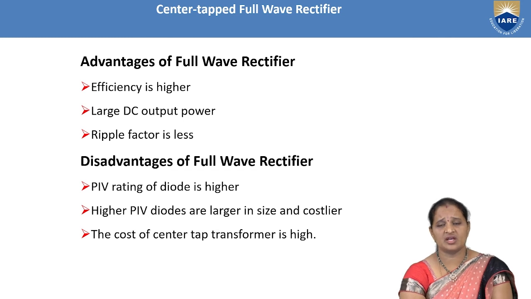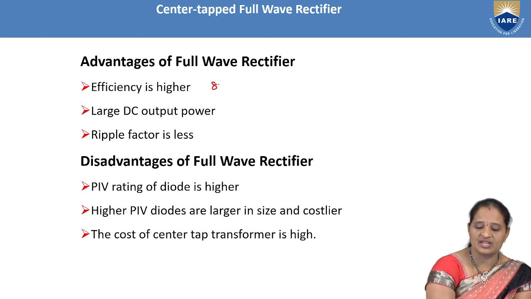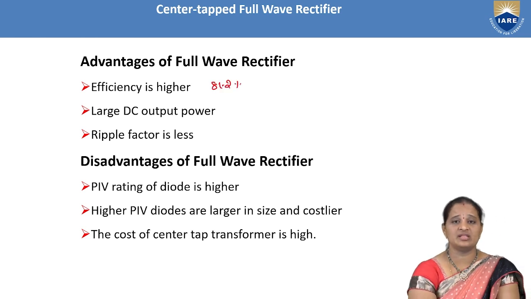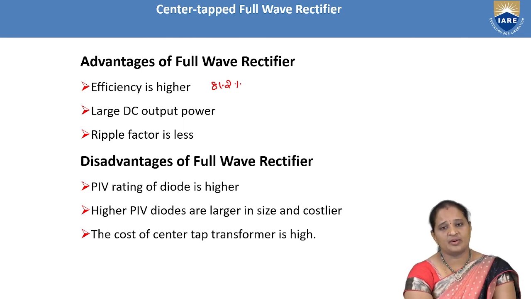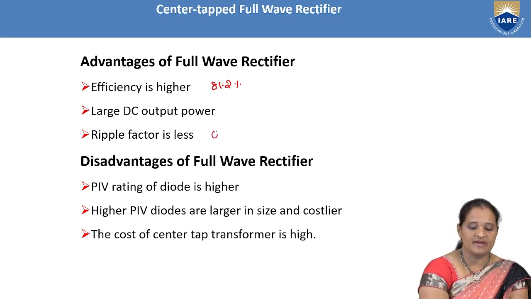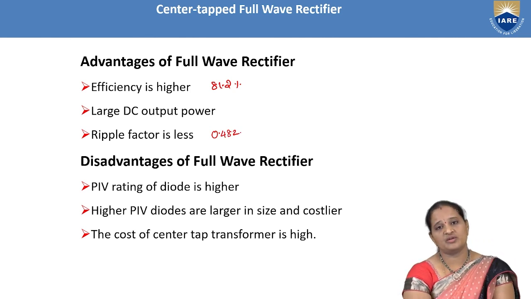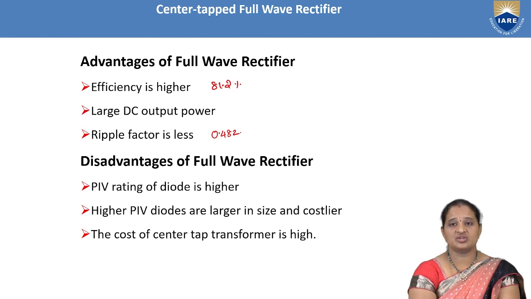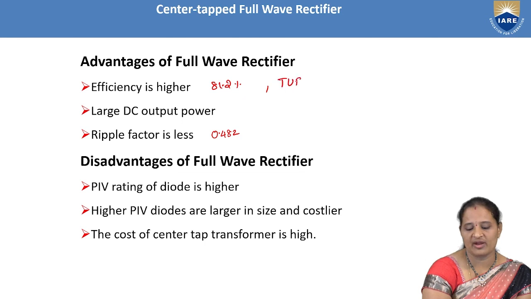As we have observed the mathematical analysis and operation of the center tap rectifier, we can list the advantages. Efficiency is higher, which is equal to 81.2%, just double the efficiency of the half wave rectifier. There is large DC output power, and the ripple factor is less, where the ripple factor is 0.482, whereas it was 1.21 for the half wave rectifier. These are the advantages, and you can even include a few more.